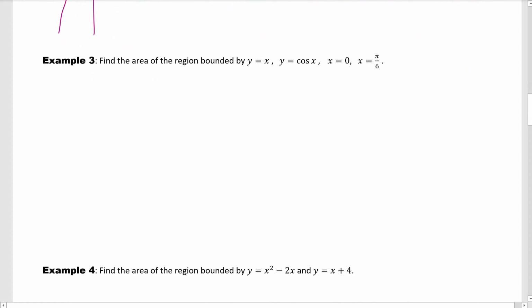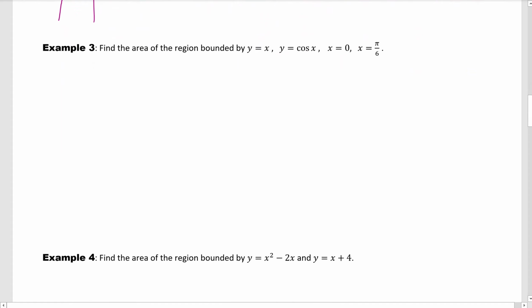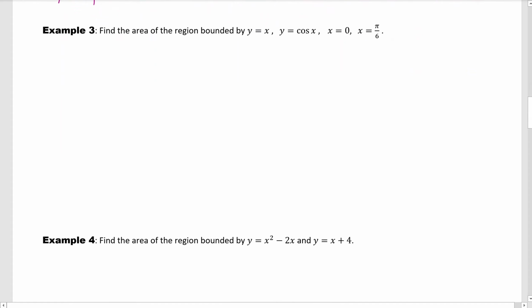Example 3. We want to find the area of the region bounded by y equals x, y equals cosine x, y equals 0, and x equals pi over 6. So let's draw the region.